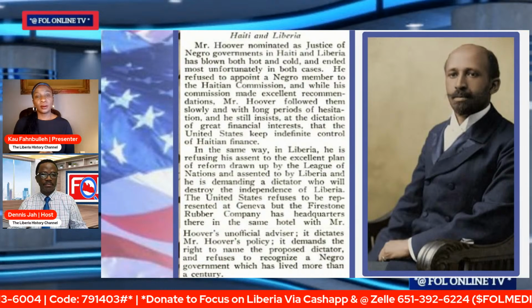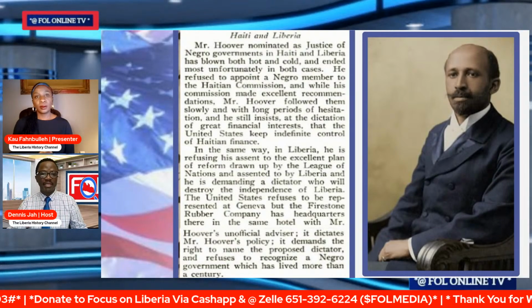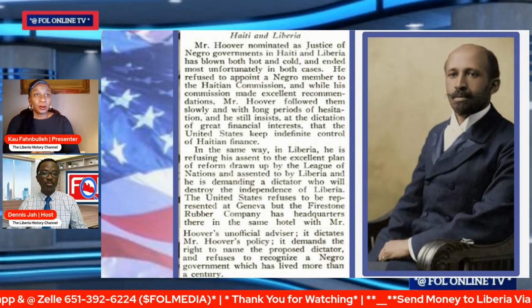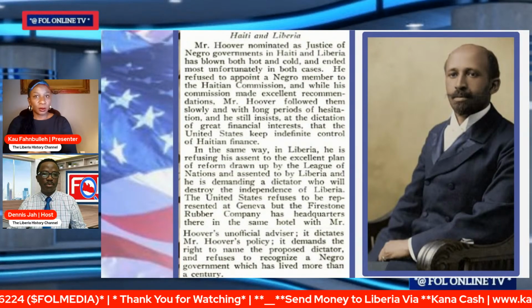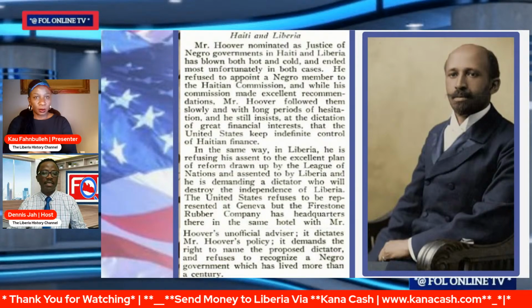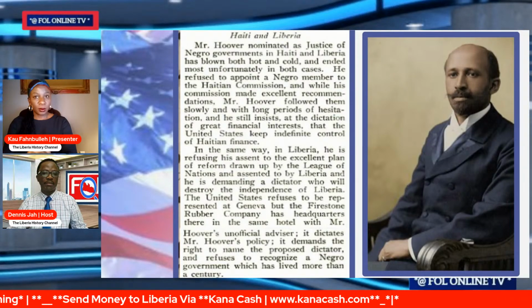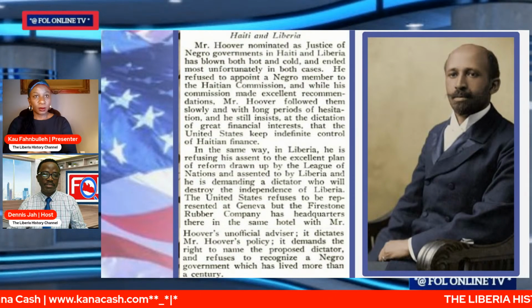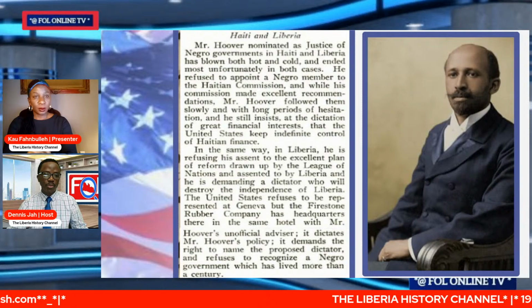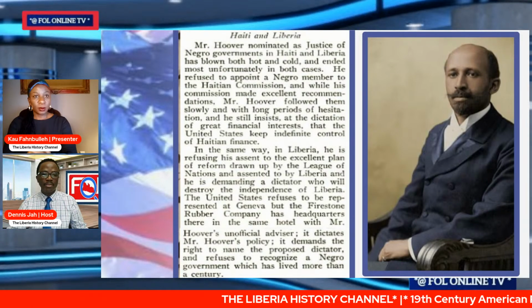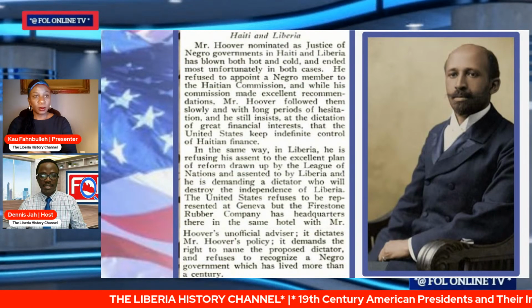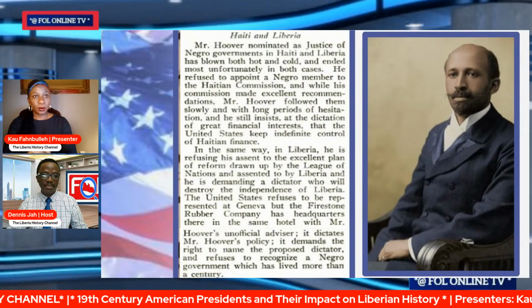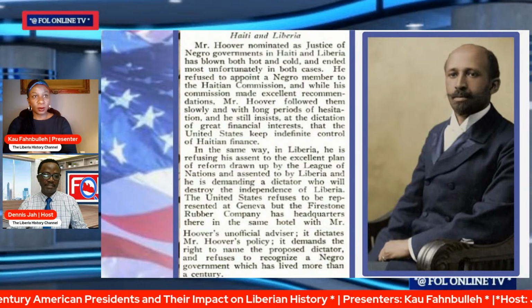Haiti and Liberia. Mr. Hoover, nominated as Justice of Negro governments in Haiti and Liberia, has blown both hot and cold and ended most unfortunately in both cases. He refused to appoint a Negro member to the Haitian Commission, and while his commission made excellent recommendations, Mr. Hoover followed them slowly and with long periods of hesitation, and he still insists at the detection of great financial interests that the United States keep indefinite control of Haitian finance.